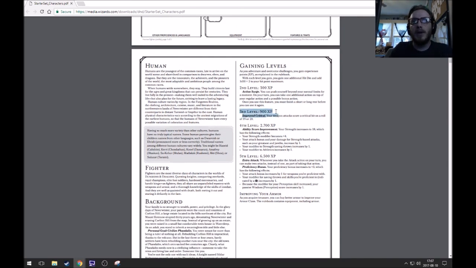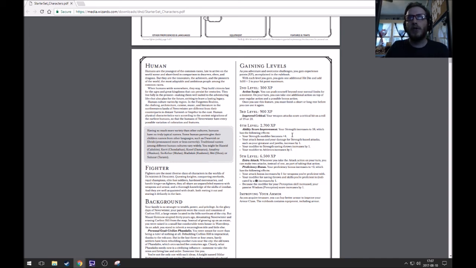At third level, when you've reached 900 XP, which is cumulative, just in case there was any confusion there, after you get to this 300 XP, it doesn't then reset back to zero. You stay at 300 XP. Once you get to a total of 900, you get improved critical. Your weapon attacks score a critical hit on a roll of 19 or 20. So previously, you had to roll a 20 to get that double damage. But now, if you roll a 19 or a 20, you get that double damage.